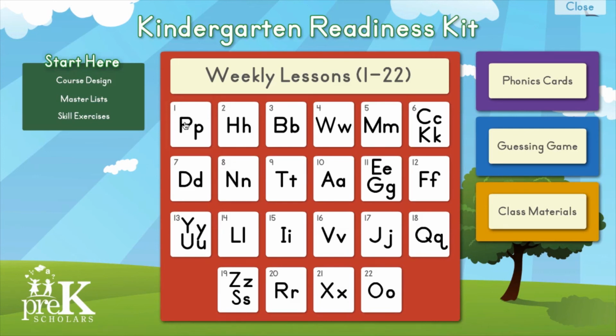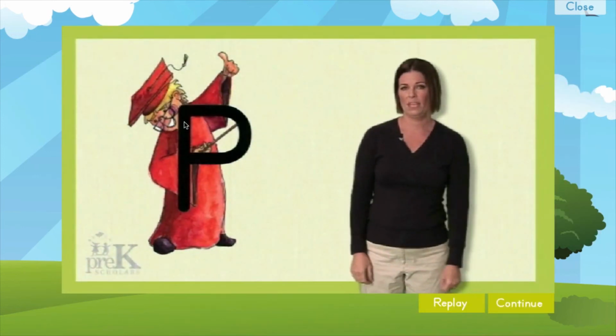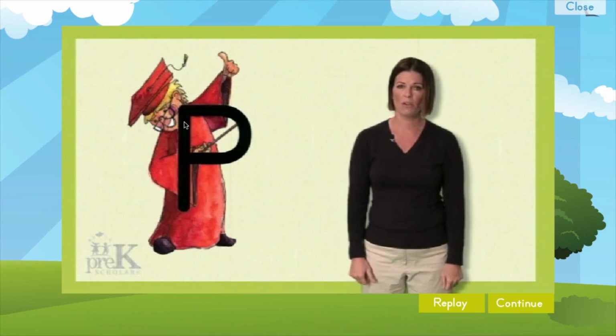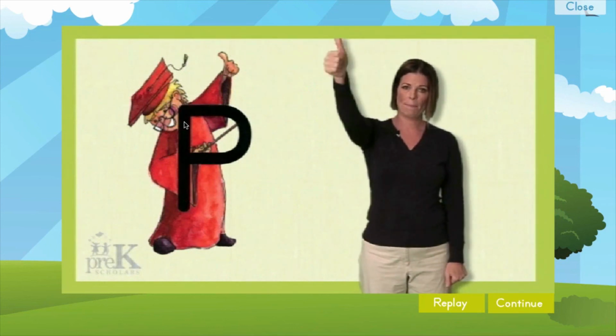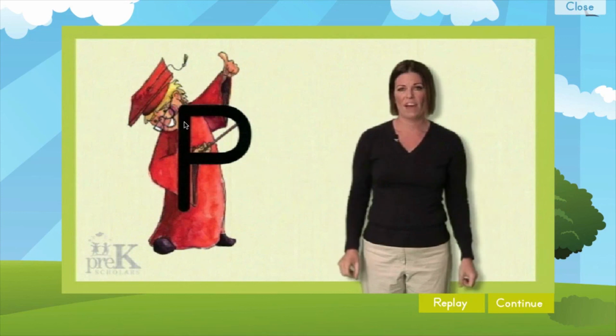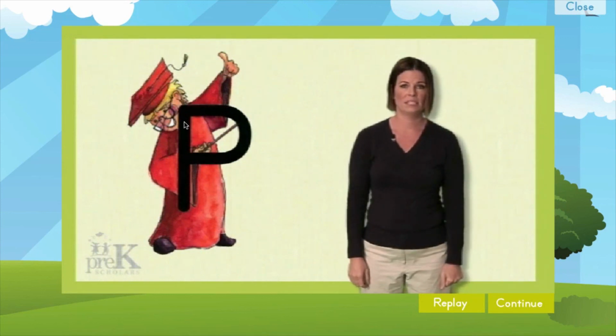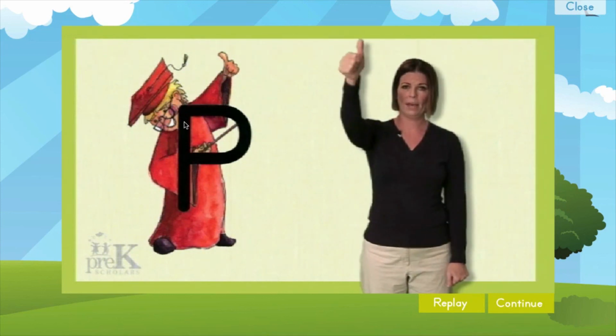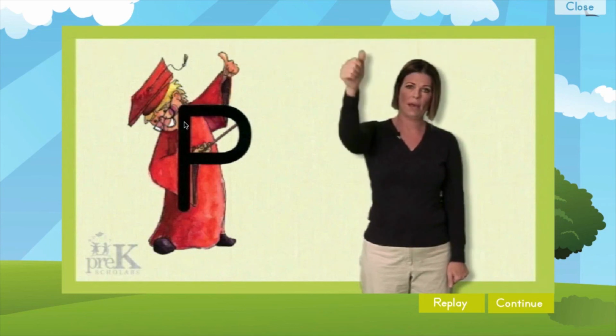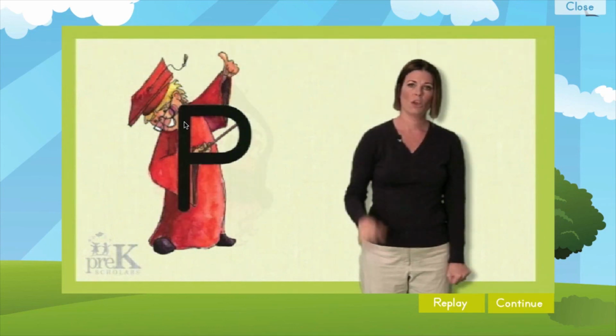When we click on the first lesson, we introduce the Professor visual of PK, the letter, who pronounces things perfectly and also demonstrates the sound and the motion. There is evidence to show that when children do both a movement and an imitation of the sound while they're looking at the letter, that they remember it better.